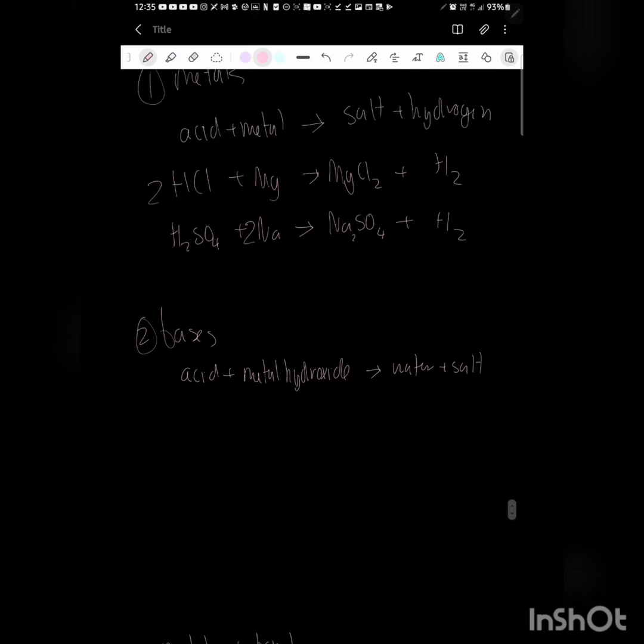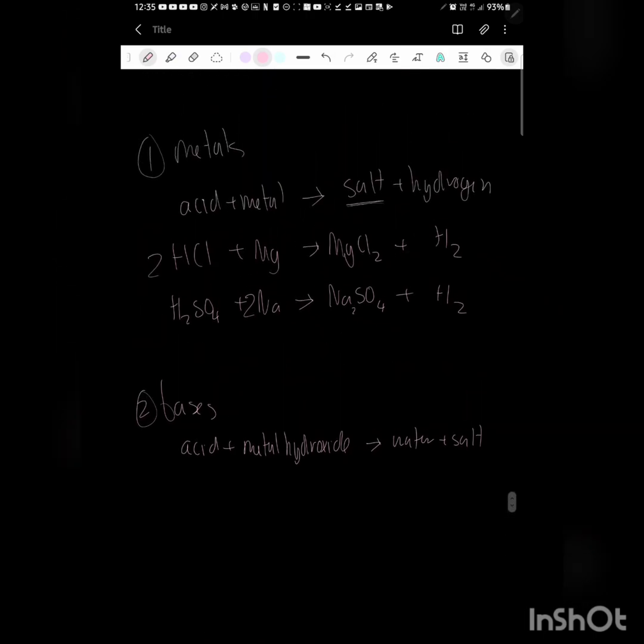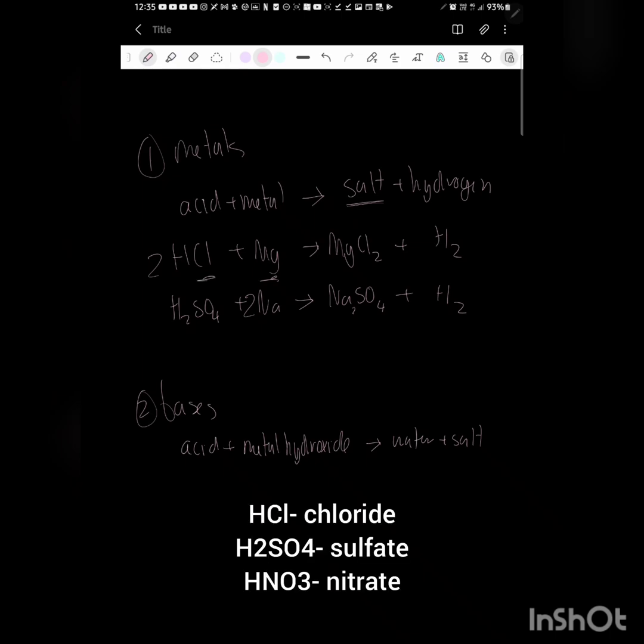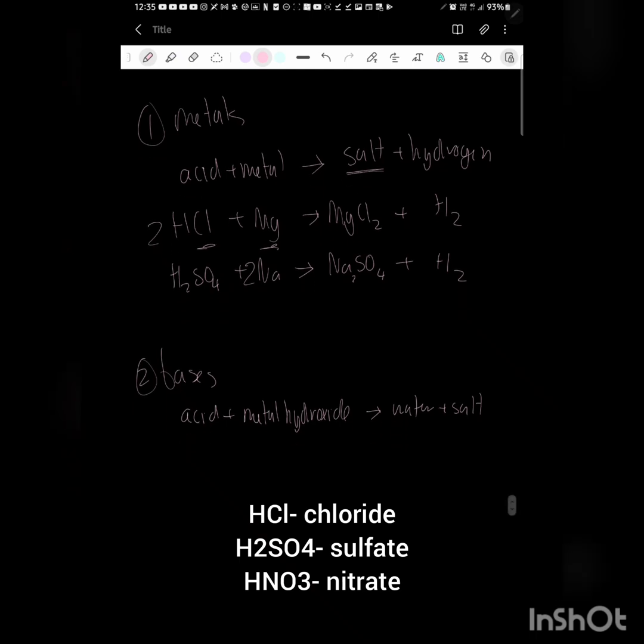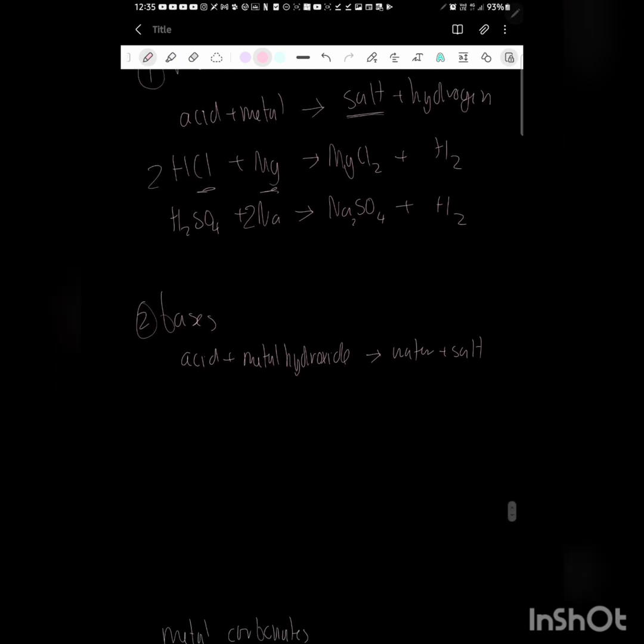So, I forgot to mention, basically a salt, right? Obviously you think of a table salt, but in this context, you just get the metal, so like magnesium, and then you add the second part of your acid. So if it's hydrochloric acid, it's something chloride. If it's nitric acid, it's something nitrate. If it's sulfuric acid, it's something sulfate. And this something obviously is just your metal.